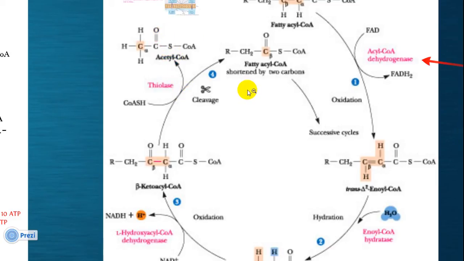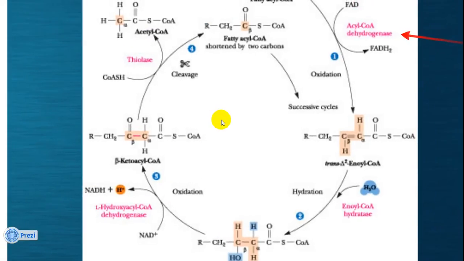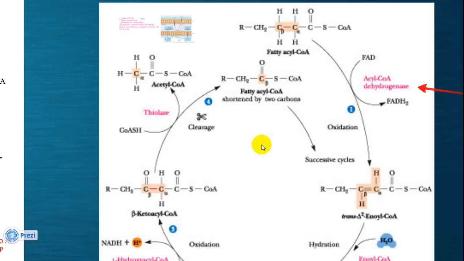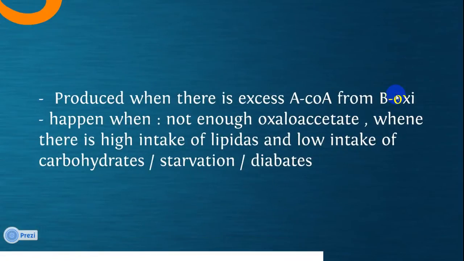The remainder of the fatty acid will continue in the cycle, and in each turn of this cycle, this is very important, we will have 1 acetyl-CoA, 1 FADH2, and 1 NADH. This is very important in the calculations that I will talk about at the end of this video. The idea of the ketone bodies is as follows.